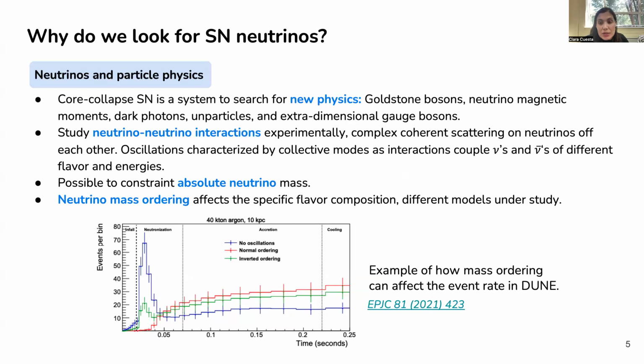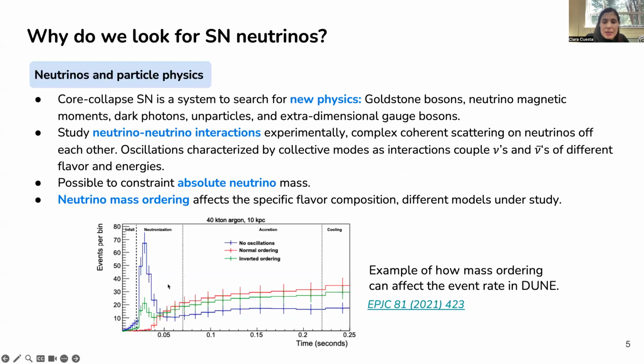It is possible to constrain the absolute neutrino mass and the mass ordering. The neutrino mass ordering affects the spectral composition in multiple ways during the different eras of the burst. One of the most robust signatures is the early time signal, and the electron-neutrino component will be critical.